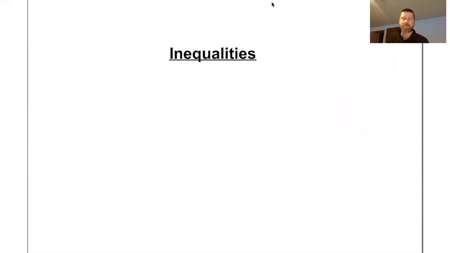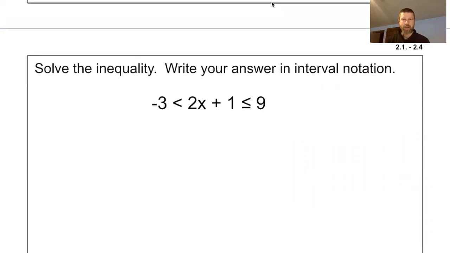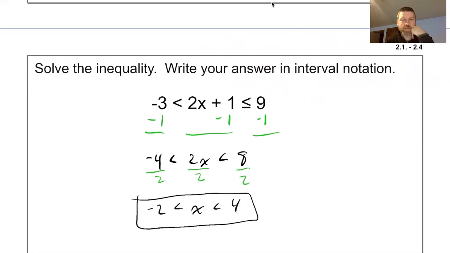Inequalities. Inequalities, same type of thing, except instead of an equal sign, there's an inequality sign, right? Here we're asked to solve the inequality. It's just like anything else. You get rid of what you don't like, try to get x by itself. In this case, I don't like that plus 1, so I'm going to subtract 1 from all sides of the equation. -3 minus 1 is -4. That'd be less than 2x, which would be less than 8. Divide everything by 2, and I'll get -2 is less than x, which is less than 4. That's all there is to it. Get x by itself. X is trapped between -2 and 4.